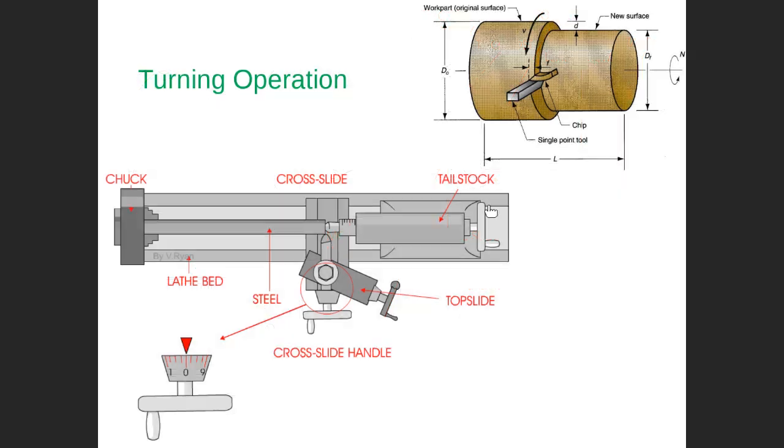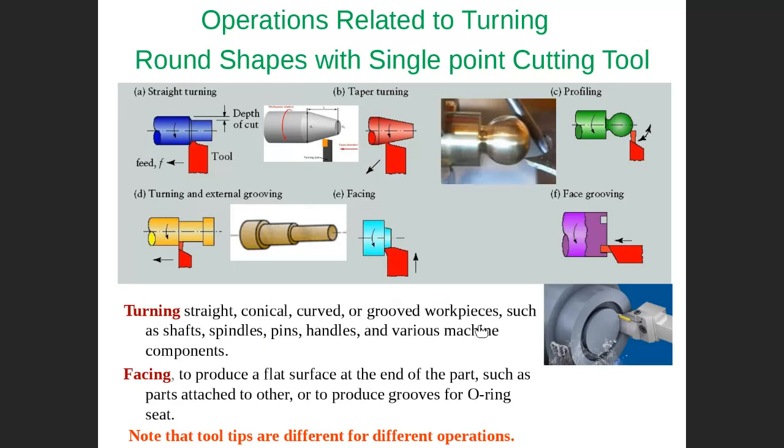And in a turning operation, you see what happens: initially you penetrate. The workpiece is rotating all the time. You penetrate to get the depth of cut, and then the tool travels in a linear direction, longitudinal, the axial direction. I hope you remember. The tool travels in the axial direction as a feed, to cut the material from beginning to end.